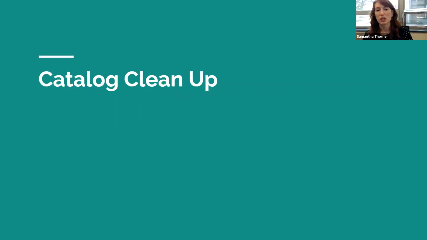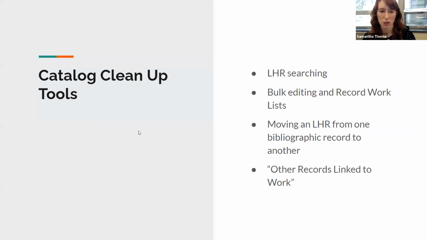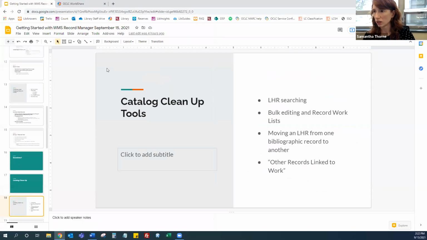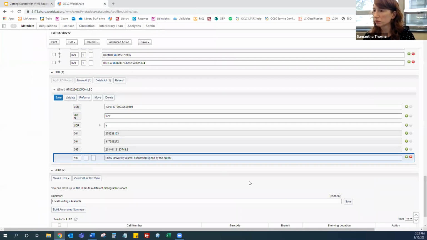Now I'm going to demonstrate some tools you might use when cleaning up your catalog. We'll talk about LHR searching, bulk editing and record work lists, moving an LHR from one bibliographic record to another, and the other records linked to work section. I'll head back over to Record Manager.